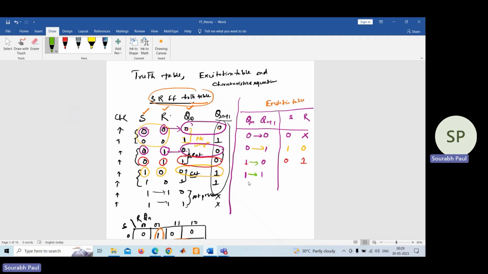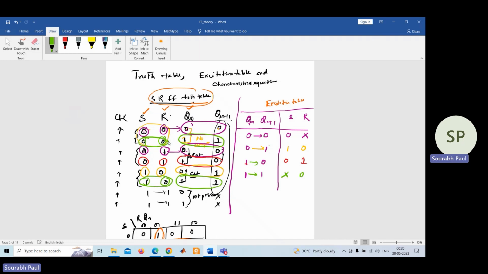This is the 1 1 case. Now in the 1 1 case, you see how many times it came? Here one time, here one time, 2 times it came. Now see, here it was 0 0 and here it was 1 0. So what does it mean? It means that R remains fixed at 0. However, as sometimes it is 0 and sometimes it is 1, the value is getting changed. So you can write don't care for that, and R you need to fix at 0 because in both cases you got R equal to 0.